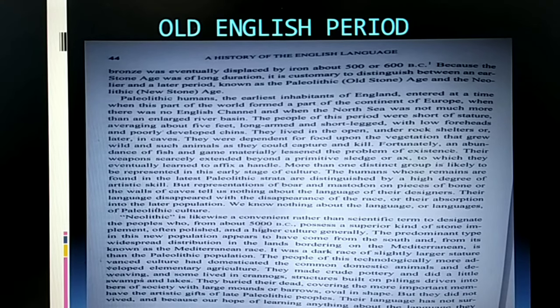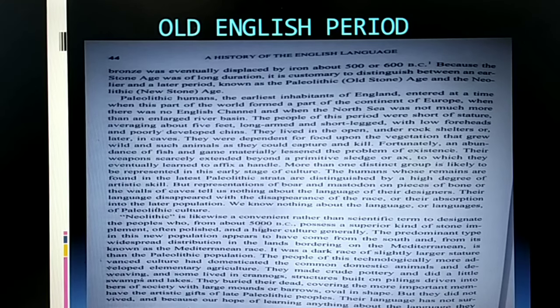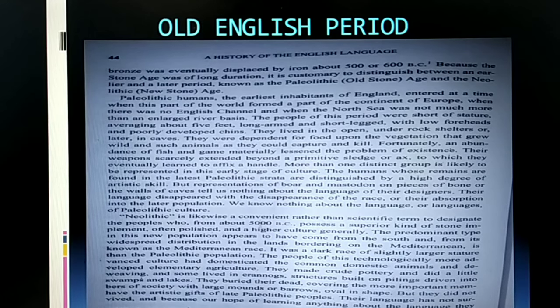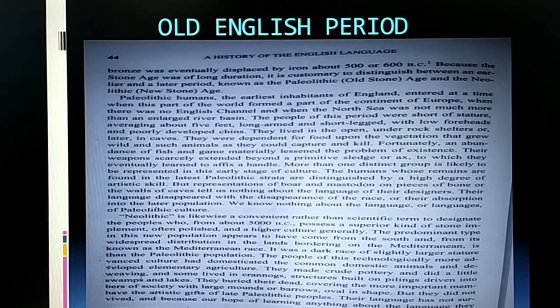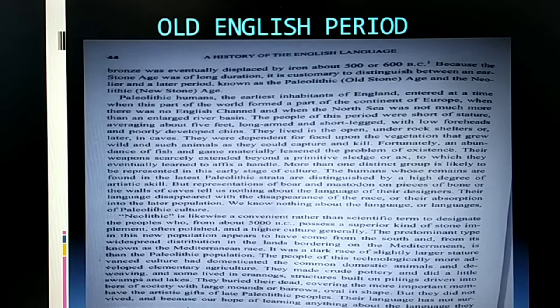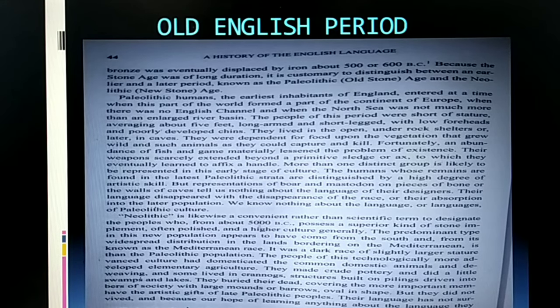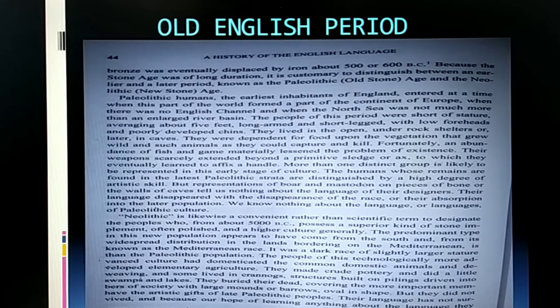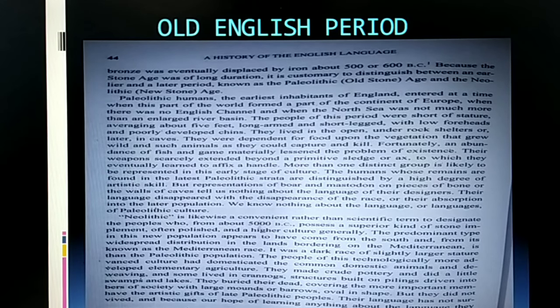The people of this technologically more advanced culture had domesticated the common domestic animals and developed elementary agriculture. They made crude pottery and did a little weaving, and some lived in granaries, structures built on pilings driven into the swamps and lakes. They buried their dead, covering the more important members of society with large mounds or barrows, oval in shape. But they did not have the artistic gifts of late Paleolithic people. Their language has not survived.